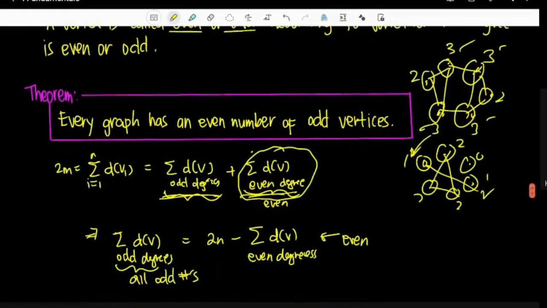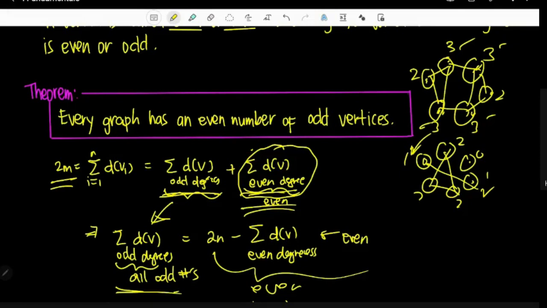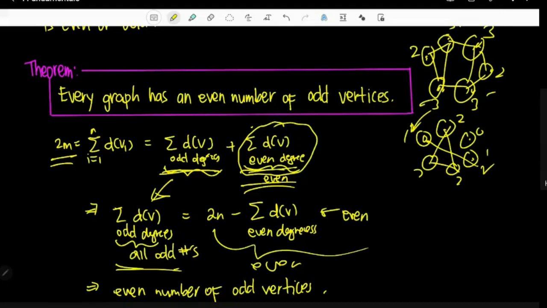Alright. So, ibig sabihin nun, yung even na to, minus yung even na to, even pa din yan, kasi even number minus even number. Pero equal yan dito, yung inadd mo lahat ng mga odd degrees. Ang degree nun, 3, so that's 3 plus 3 plus 1 plus 5. Lahat ng mga number dito, puro mga odd number, individually, either 1, 3, 5, 7, and so on. Pero yung ka-equal niya, even. So, sum ng mga odd number equal sa even.